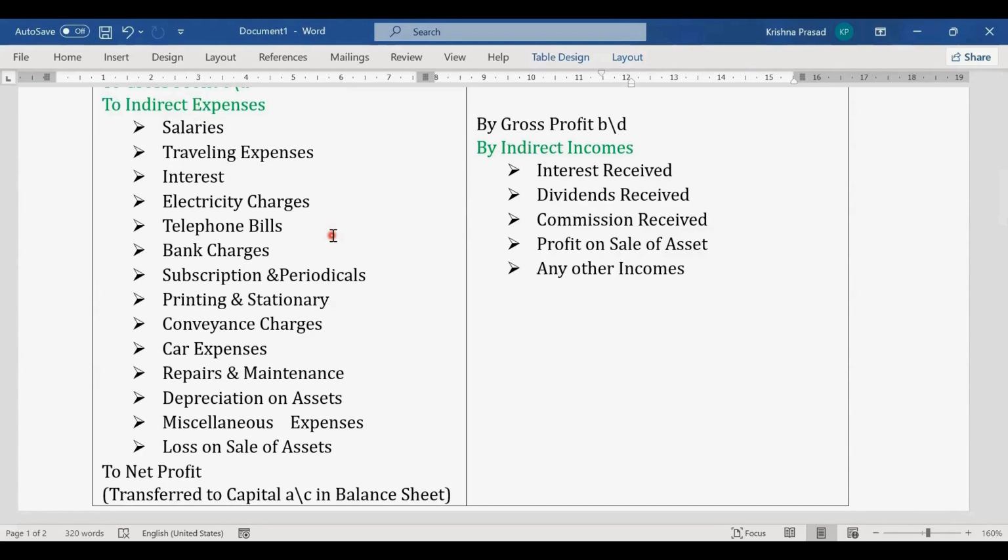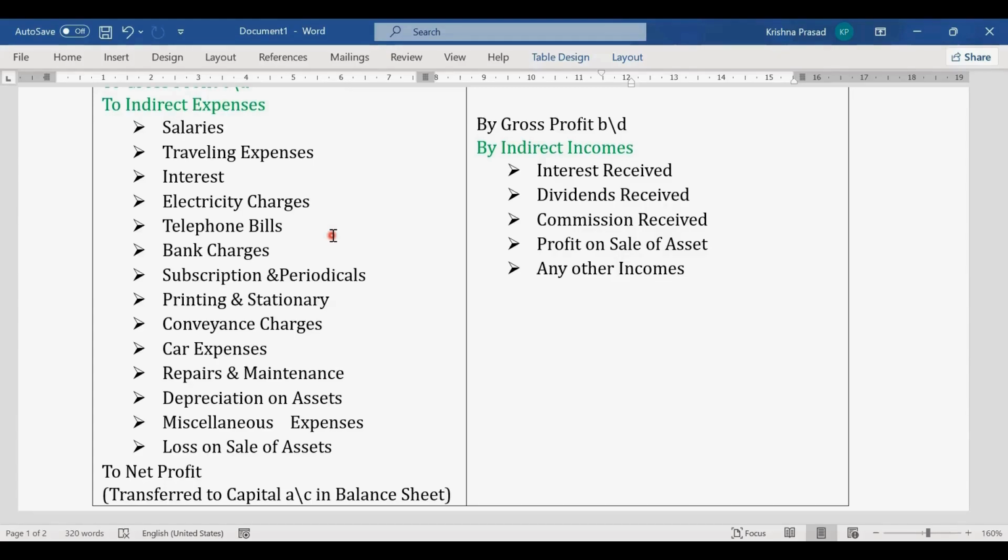We have some ledger examples, like salaries, traveling expenses, internet bills, electricity bills, telephone bills, bank charges. These will all come under the indirect expenses. And we'll have some examples of indirect incomes like interest received, commission received, dividends received. All these will come under the indirect income.